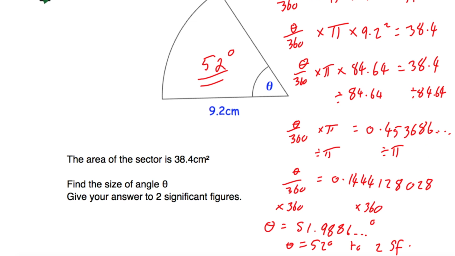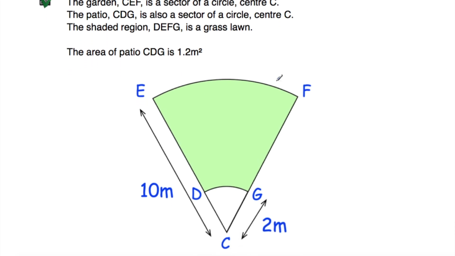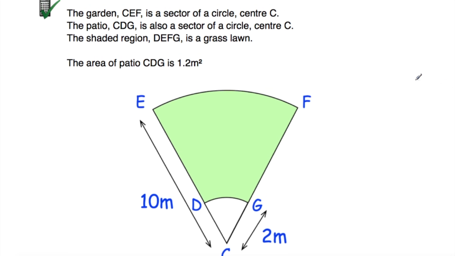Okay, let's look at our next question. Okay, so let's have a look at question number 11. Question number 11 says, Holly's designed a garden which consists of a patio and a grass lawn. So we've got this garden and we've got a patio here, this sector, and we've got this grass lawn, this green region here. And we're told that the garden, CEF, is the whole garden.